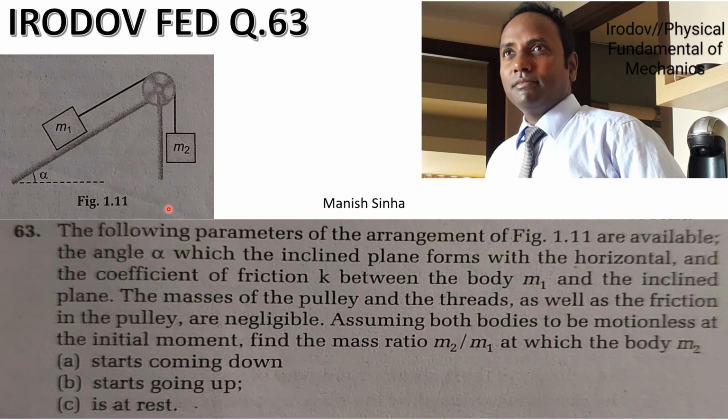The figure is given. This is the figure. m2 is hanging over the pulley and m1 is on the inclined plane. Both masses are connected with a massless thread and a massless, frictionless pulley. So let us solve this question. We will go case by case: case 1, case 2, case 3.